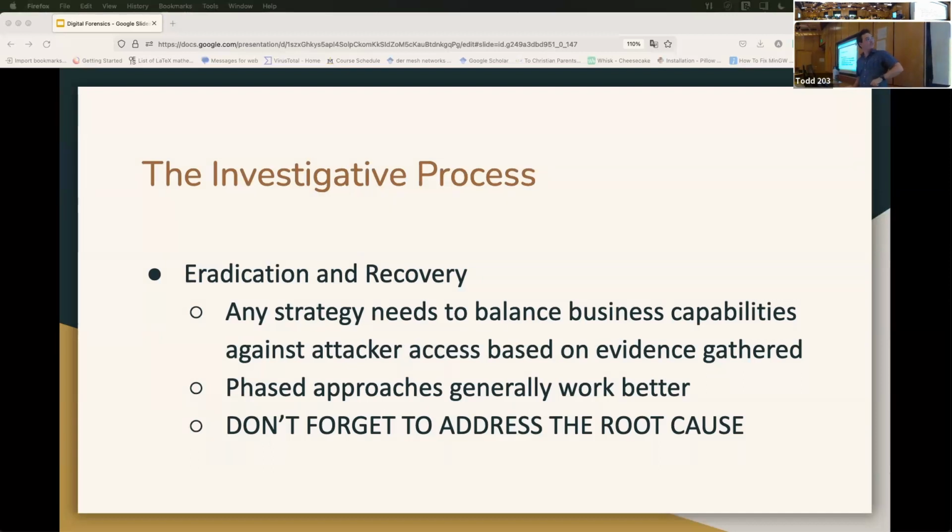Again, any strategy that we do for eradication and recovery needs to take into account what the business can actually do. Typically phased approaches are going to work better because we're not going to just overhaul their entire security system. We're not going to overhaul all of their security practices. But we are going to start building things up, bringing things online slowly, right? Back to normal working. And again, we need to address the root cause if we haven't already, and make sure that it cannot be exploited again.